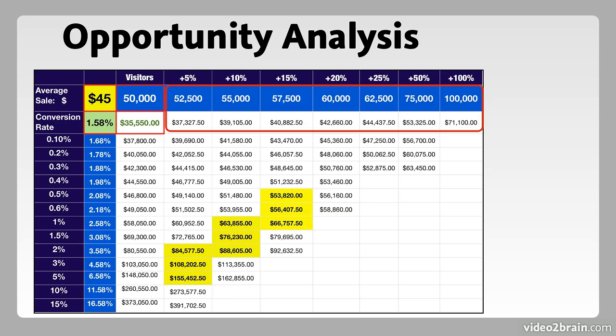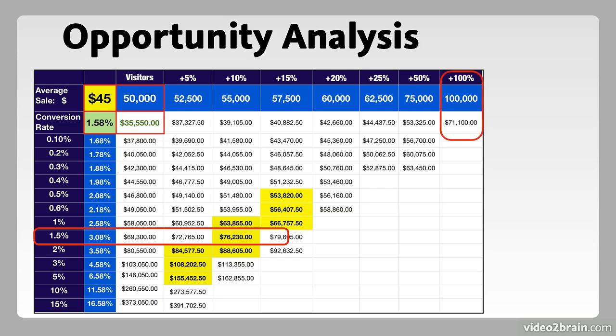Now, also what I can do, instead of just increasing the amount of visitors, is I can increase my conversion rate. I can make it easier for people to do what I want them to do on the website. And even if I just increase the conversion rate from 1.58%. Now, what I want you to understand is that means that less than 2 out of 100 people do what I want them to do. And so let's say I increase the conversion rate to 3%, and that's 3 out of 100 people do what I want them to do. I can double my sales.